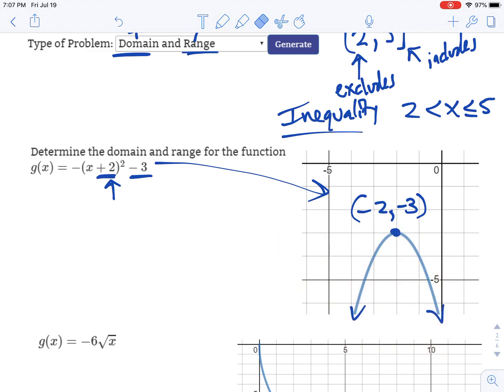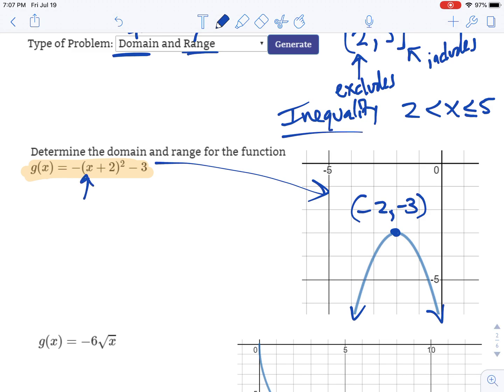So let's do our domain first though. When you think about domain, I want you to think about all the things that can't work first, because usually it's easier to find all the things that don't work versus all the things that do. So looking at this function, are there any numbers that are not going to be able to plug in here? The short answer is no. There's nothing that I can't plug into this.